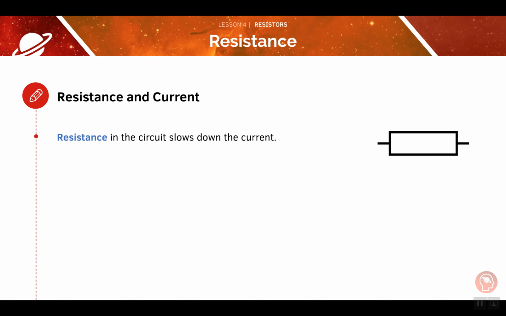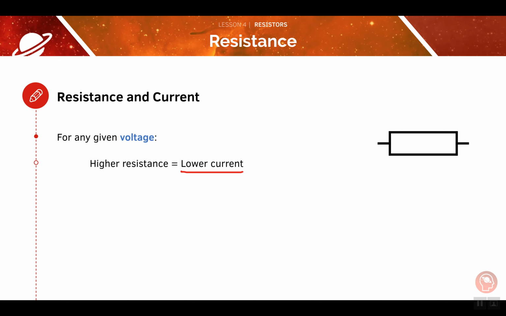In the previous tutorial, we introduced the concept of resistance. We learnt that resistance in the circuit will slow down the current or the flow of charge. For any given voltage, a higher resistance is going to lead to a lower current. Resistance is measured in ohms.